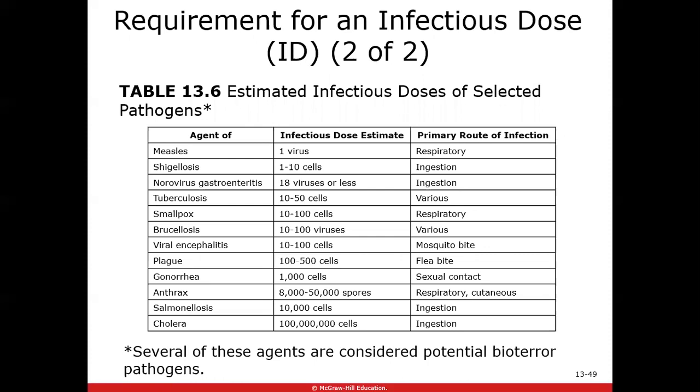Okay, this just shows the estimated infectious dose of selected pathogens. Look at measles: if you just get infected with one virus, you could actually catch measles. But look at some of these. Look at anthrax: you need 8,000 to 50,000 spores before you would actually catch anthrax. Okay.